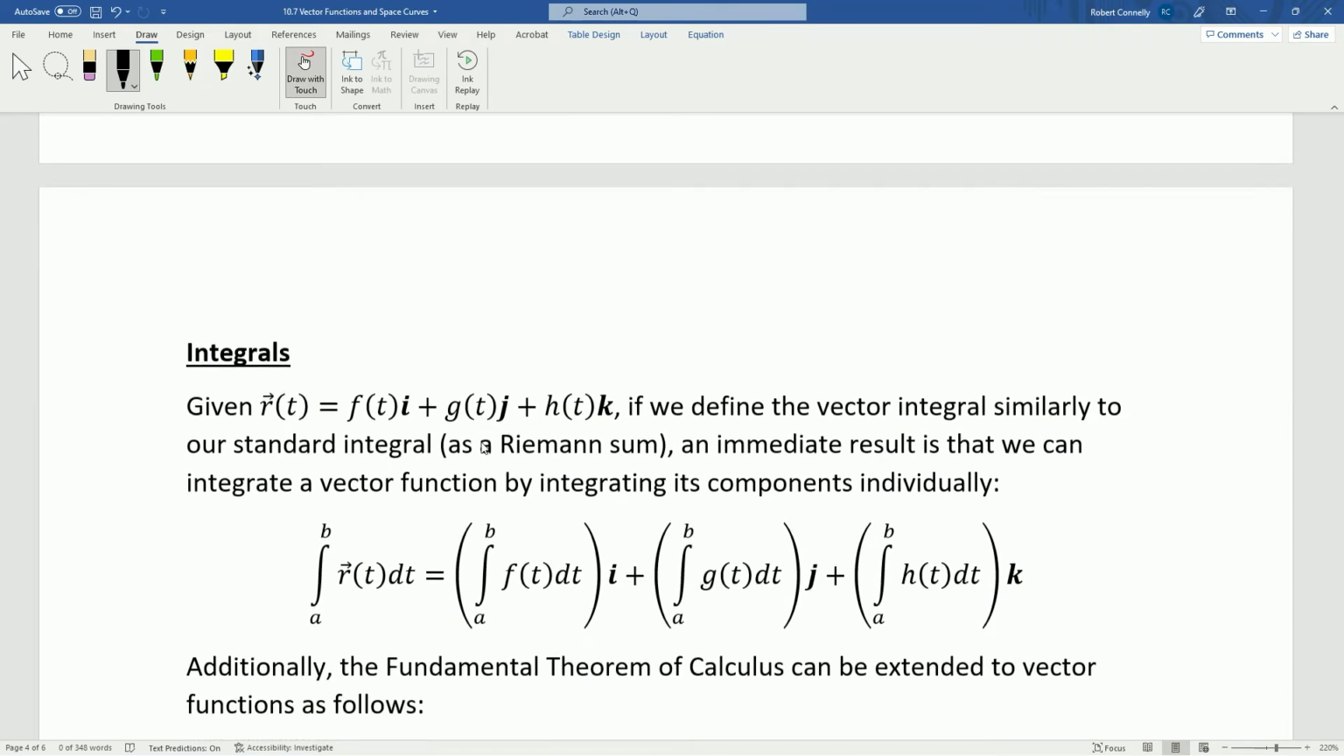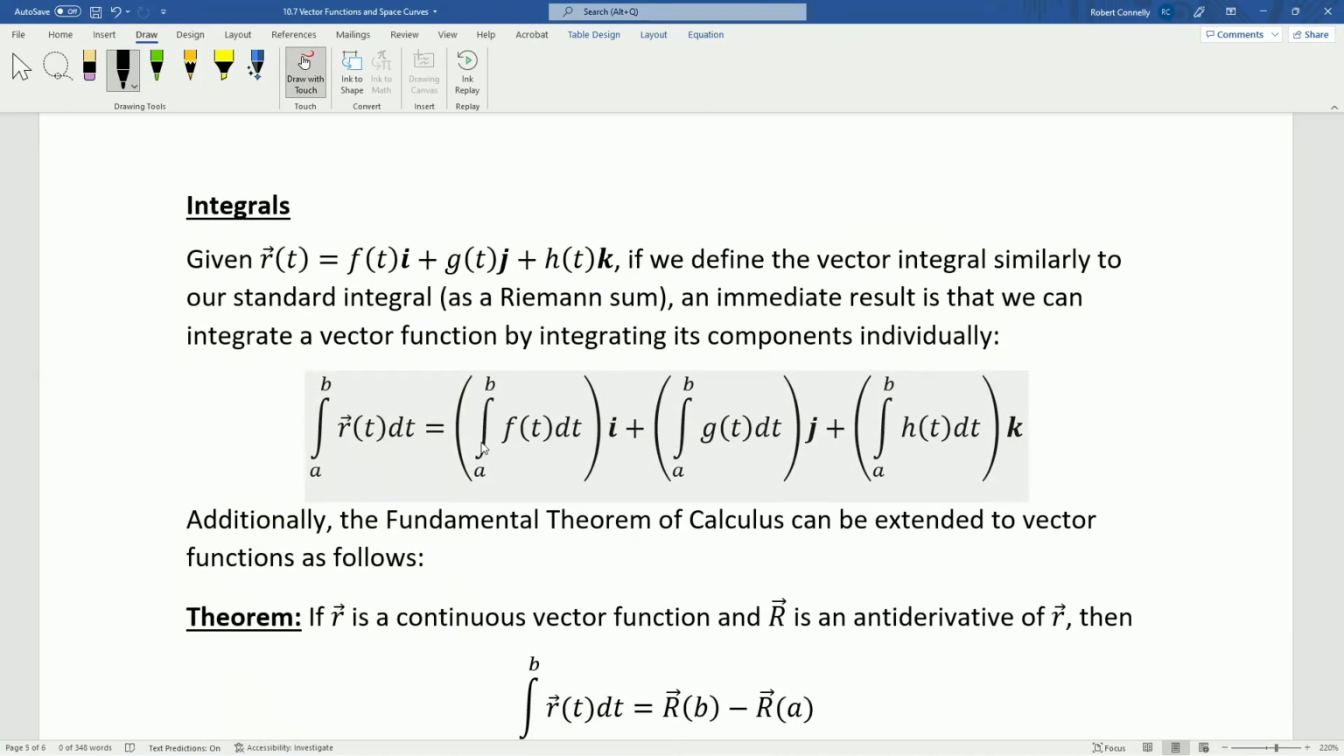Let's go ahead and move on to talk about integrals. So integrals of vector-valued functions are pretty straightforward. The way we define vector integrals is similar to our standard integral as a Riemann sum. And the immediate result that we get is that you can integrate a vector function by integrating its components individually. So just like we can split up regular integrals on sums, you can split up these vector integrals on sums. So instead of evaluating the integral from a to b of the whole vector function, you can integrate each component individually, just like we did for derivatives.